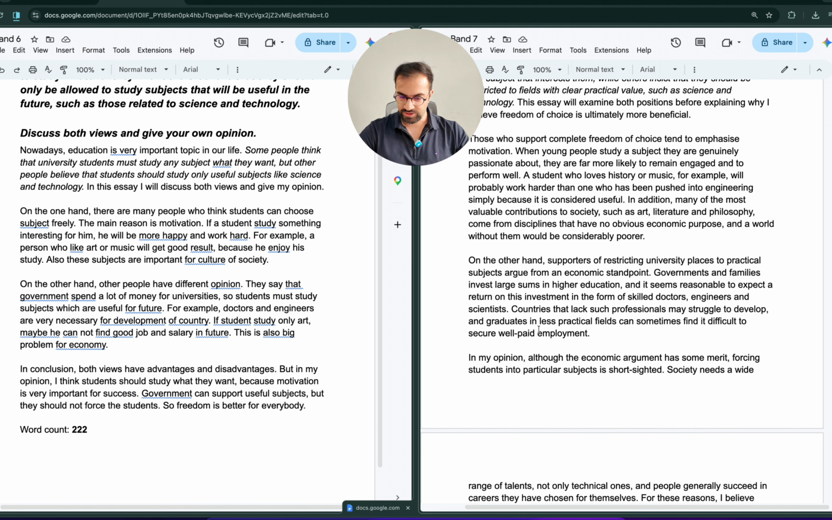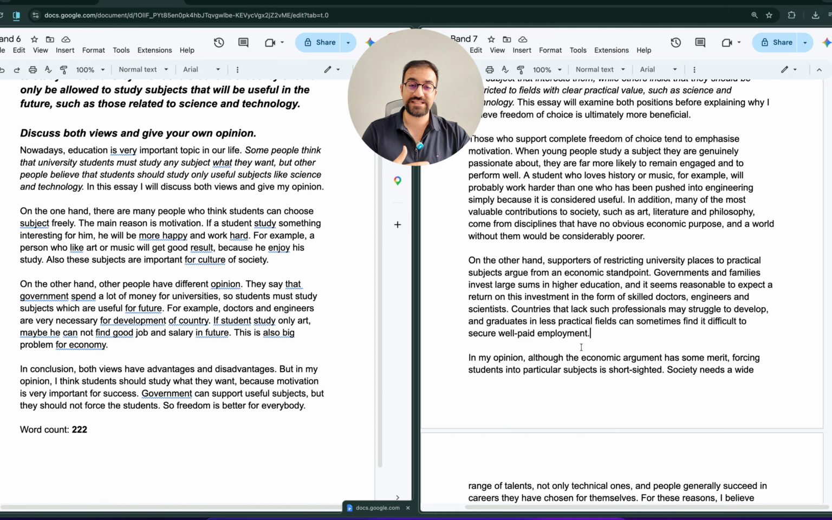and we don't understand what the candidate tries to achieve here. On the right, on the other hand, supporters of restricting university places to practical subjects argue from an economic standpoint. Governments and families invest large sums in higher education, and it seems reasonable to expect a return on this investment in the form of skilled doctors, engineers, and scientists. Countries that lack such professionals may struggle to develop, and graduates in less practical fields can sometimes find it difficult to secure well-paid employment.